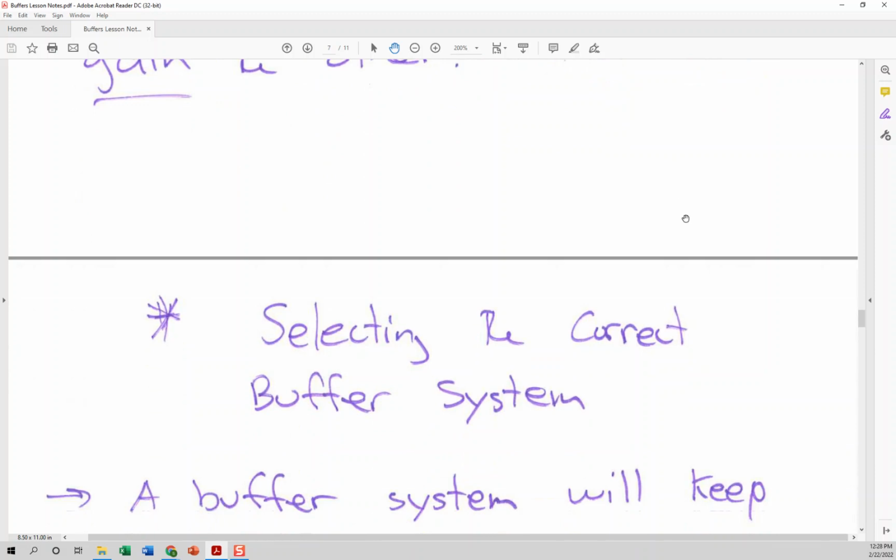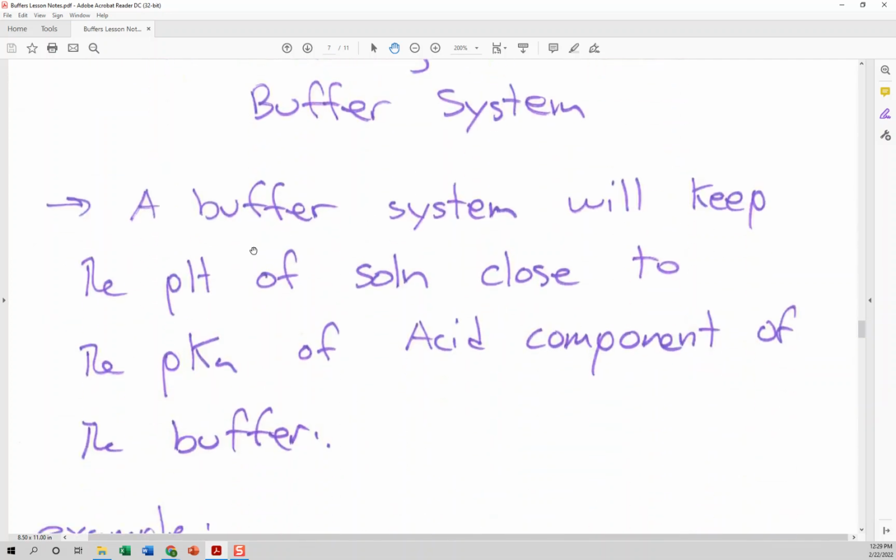So a couple things we want to talk about is how do we select a buffer system, right? Because we could have any weak acid and conjugate base or any weak base and its conjugate acid. So how do we know which buffer system we want? Basically, it just depends on what pH you want to be close to. Do you want your buffer system to be close to a pH of 7? Do you want it to maintain a pH of 10? A pH of 4? It really depends on what your target pH range is for your solution. Okay? And so here's how you do it.